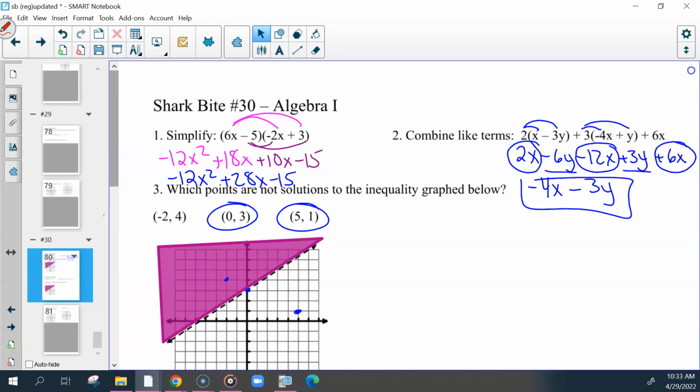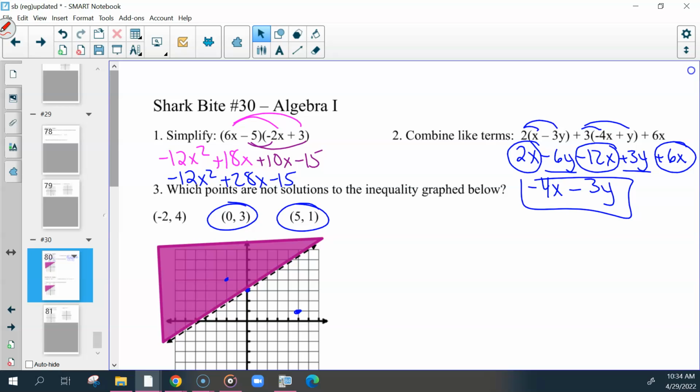Okay. Starting with number 1, you needed to simplify this. You have two binomials that you need to multiply. So this may look familiar, may not, but what we're doing is taking the first term, multiplying it to the first term in the second set of parentheses.